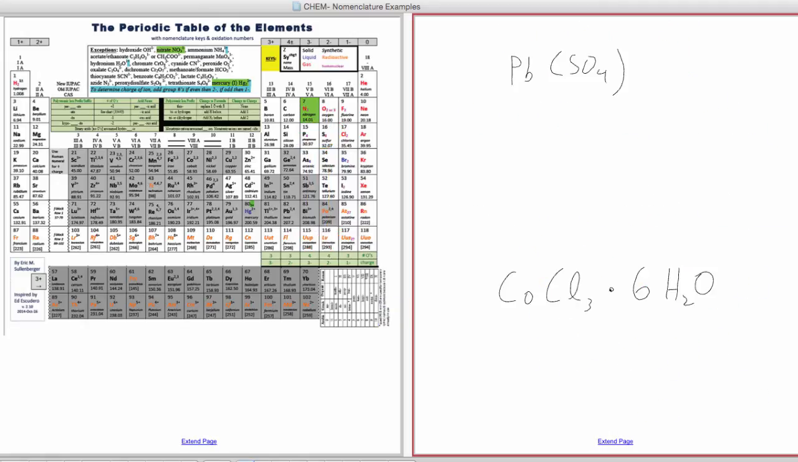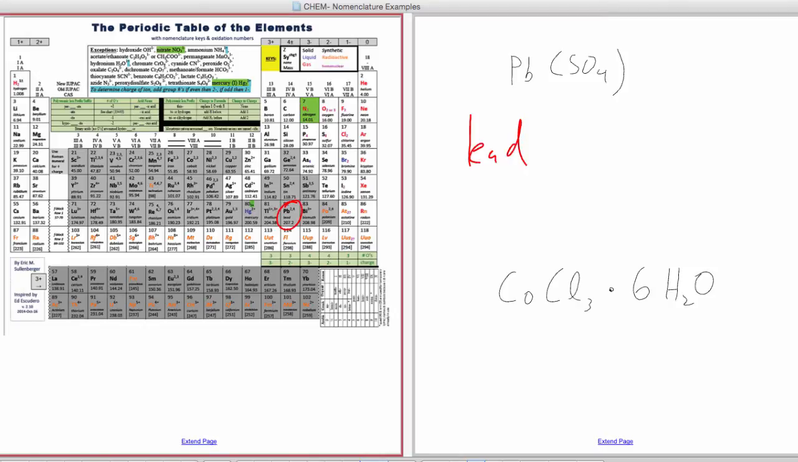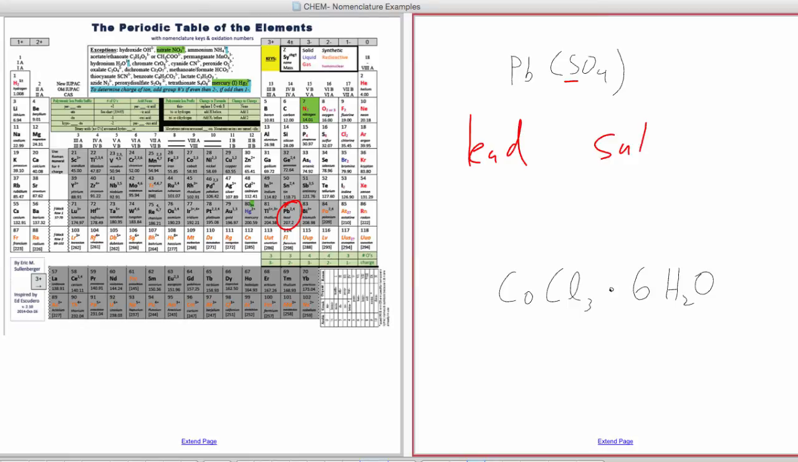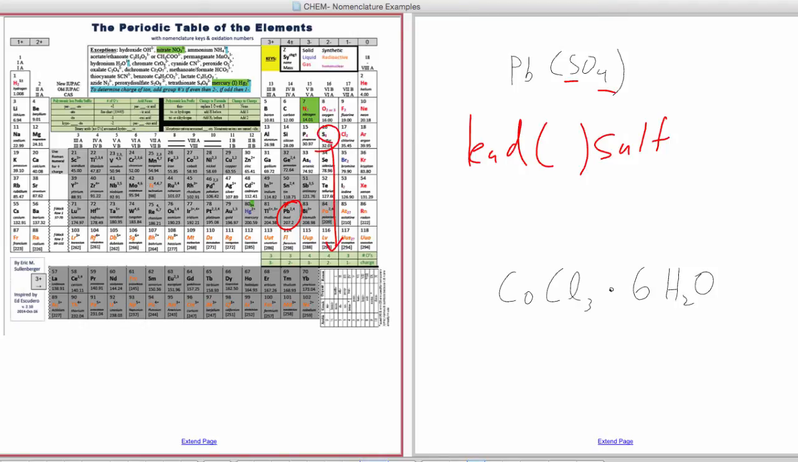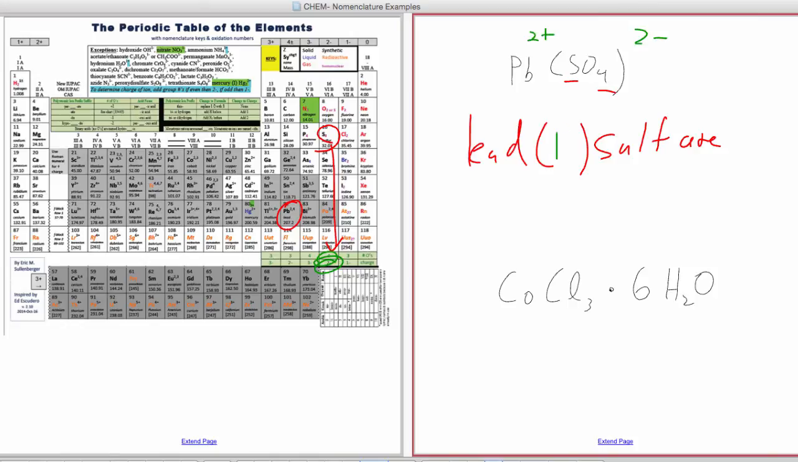Which brings us to our last set of examples here on the stock naming system, which is the reverse process. So the reverse process here, lead. And lead is in gray, so we've got to figure out its charge. S is sulf. There's a 4 subscript there, so 4 is normal, so this is the ATE ending. And now we have to figure out the charge. Sulfate is normally a 2 minus charge, so then lead here must be a 2 plus, Roman numeral 2 in there. Here's another one. Co is cobalt.